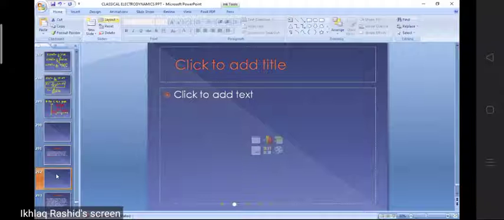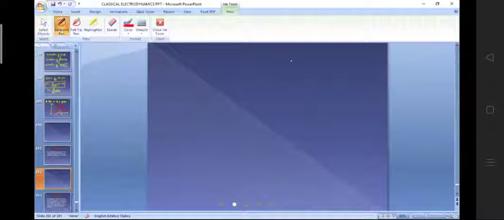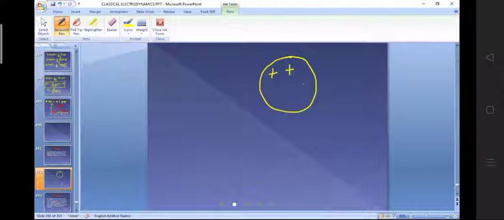So concentrate here. First of all, this is a solid sphere. That means the charge will reside inside as well. When it says solid, it implies an insulating solid, so that the charge is inside as well. Fine. It is given to you that the charge density is rho. Now we are supposed to calculate the electrostatic field inside as well as outside.